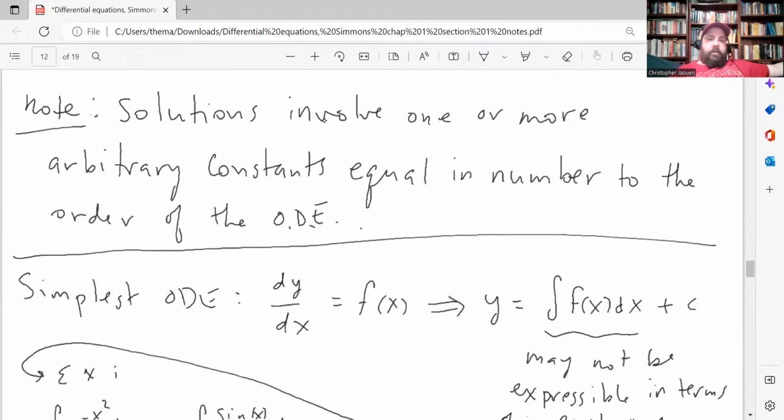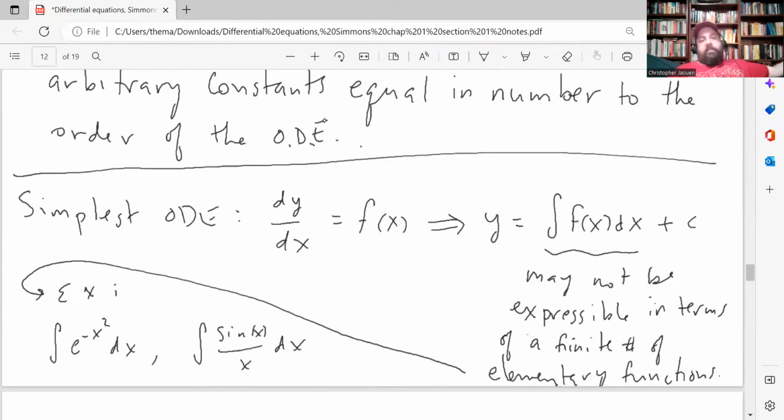All right, another note, solutions involve one or more arbitrary constants equal in number to the order of the ODE. If you remember back to your days of calculus when you learned about integration, remember when you integrate, you get an arbitrary constant, right? The indefinite integral is a family of curves, right? It's all antiderivatives that differ by a constant, right?